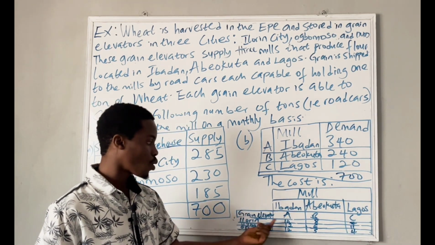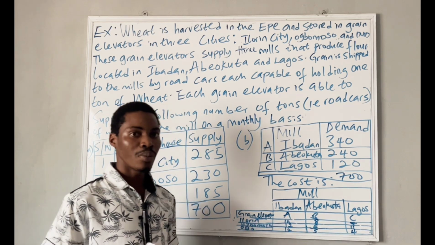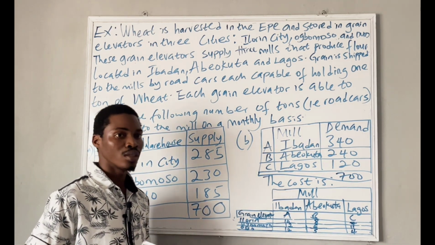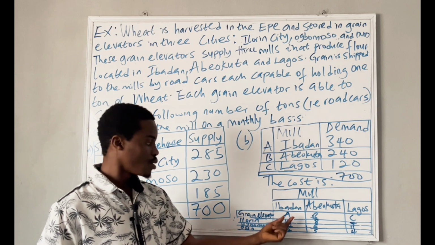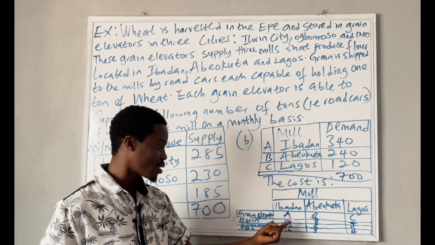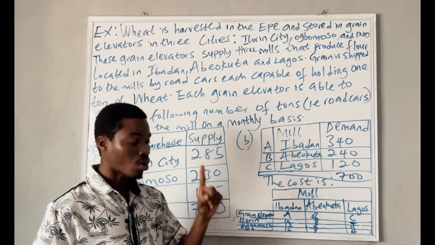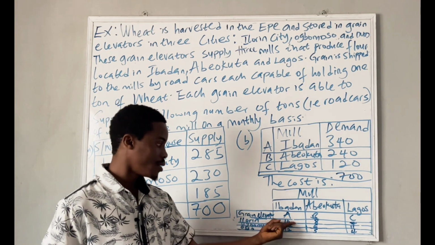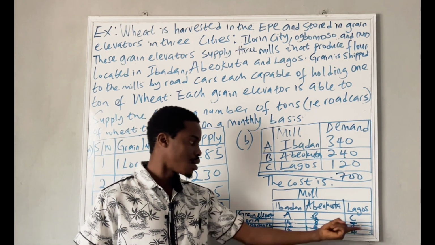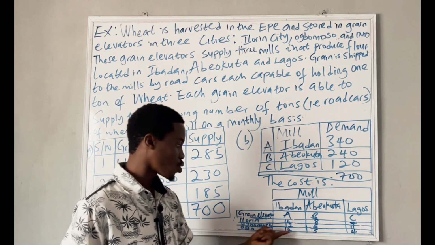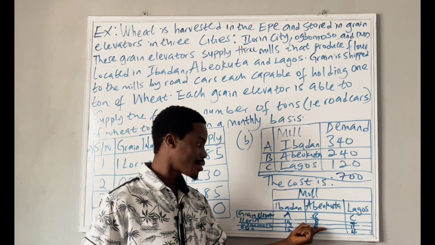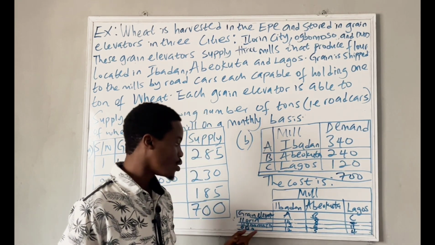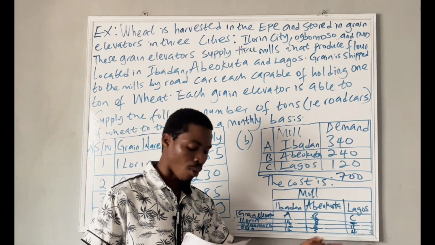So our grain elevators A, B, C. Remember I told you that the quantity of the item is denoted by A, B, C. So the cost of 1 ton from Ilorin is 10, 8 and 7. In Ogbomoso it is 12, 8, 6, 11. Then in Oyo 12, 5 and 14.